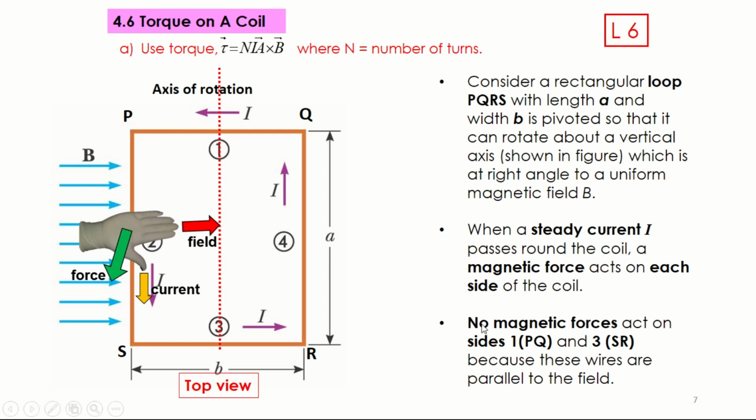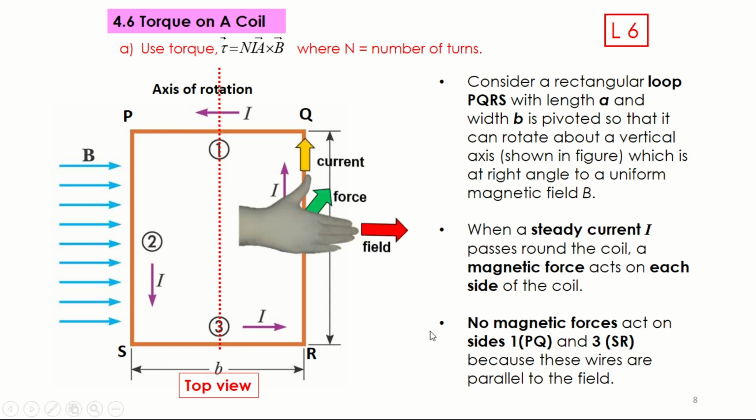Then side 4, we use the right hand. The direction of the magnetic field is from left to right, and the direction of current here is upward, so your thumb points upward. So the direction of force at the palm is into the page.